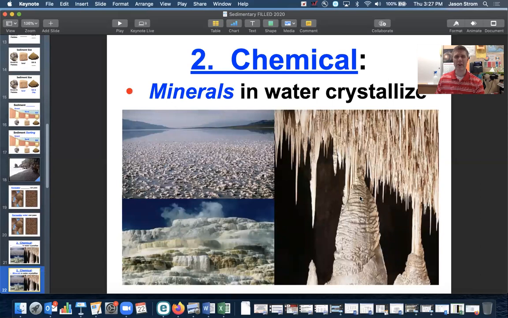With chemical sedimentary rocks, minerals that are dissolved in the water crystallize either through precipitation, so the crystals form within solution, or during evaporation, as water with dissolved minerals in it turns to water vapor, it doesn't take those dissolved minerals with it. It leaves all that stuff behind. So, over time, those minerals can form structures and get larger and larger.